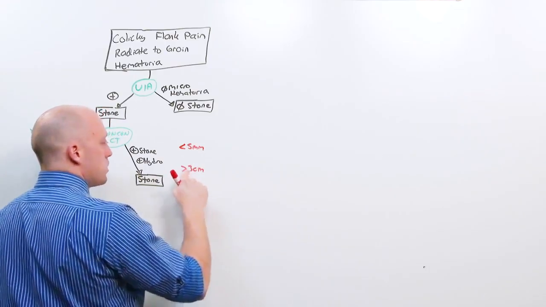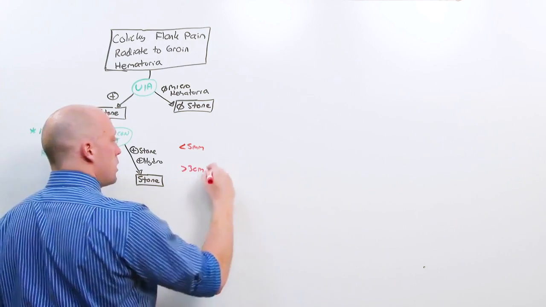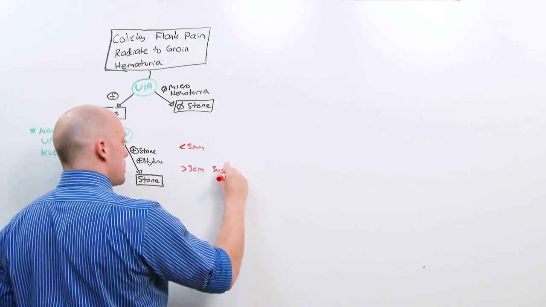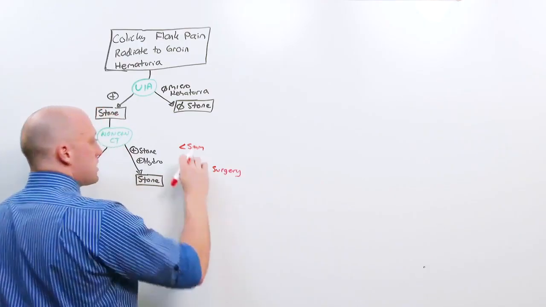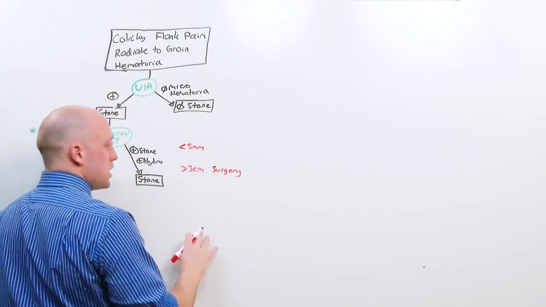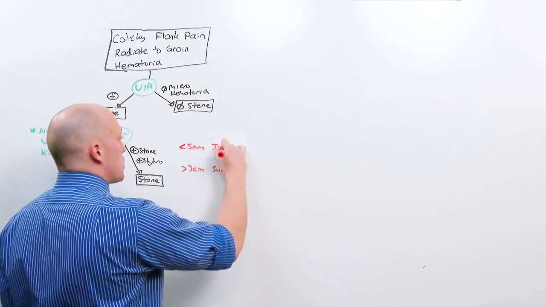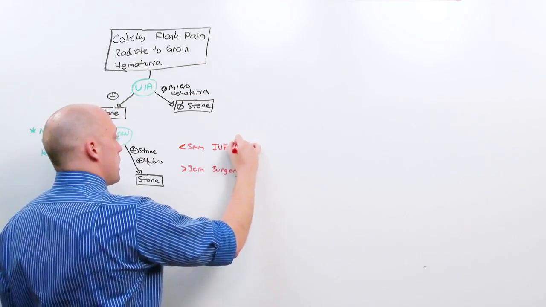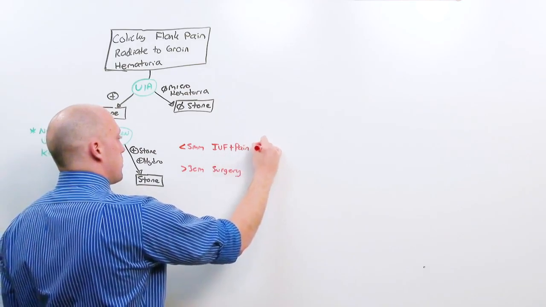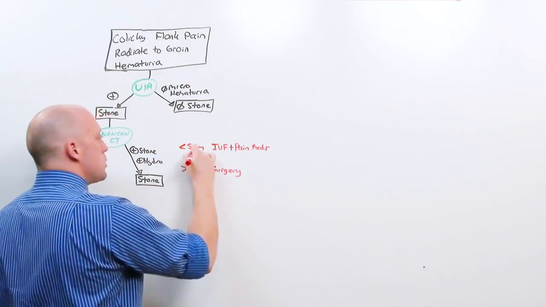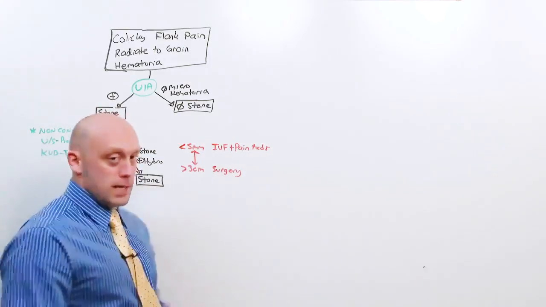Greater than 3 centimeters, there's no way anything that you do is going to work, so it's going to be surgery. You have to actually just cut out the stone. If it's less than 5 millimeters, it's going to pass spontaneously, but these hurt, so you're going to give them intravenous fluids to flush out the stone, and give them pain medications. In between, you need to do something to break it up.